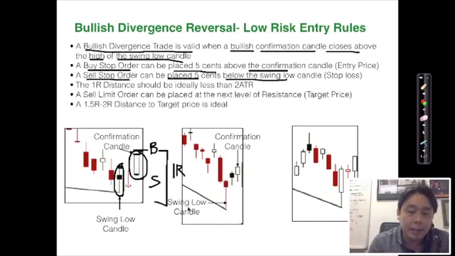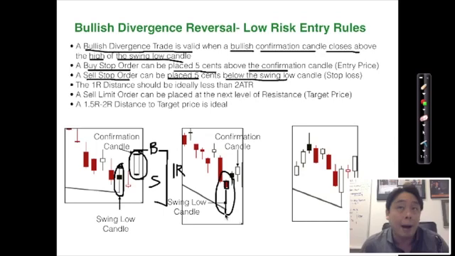Now, in this case, you can see the swing low candle. The swing low candle is a bullish pin bar. Although it is red in color, it is still a bullish pin bar. The color doesn't matter. Why? Because it's got a small body and a long lower shadow. That's a bullish pin bar. Or we call it a hammer pattern.